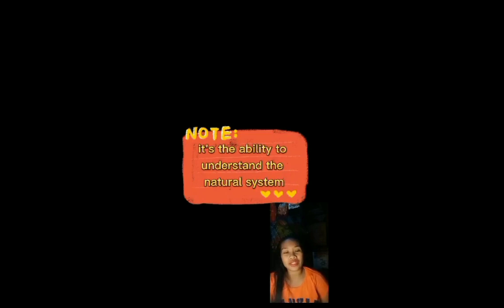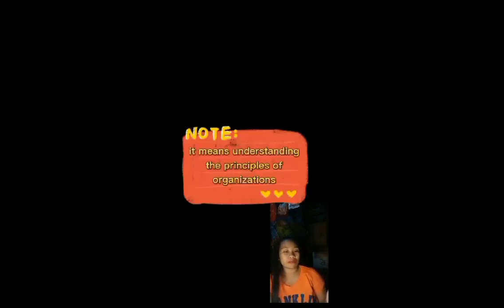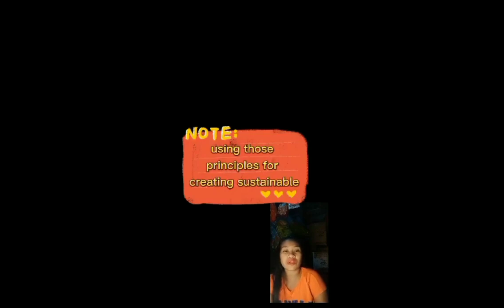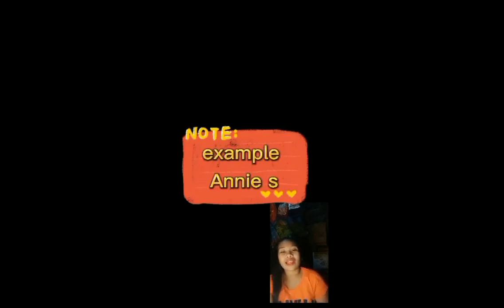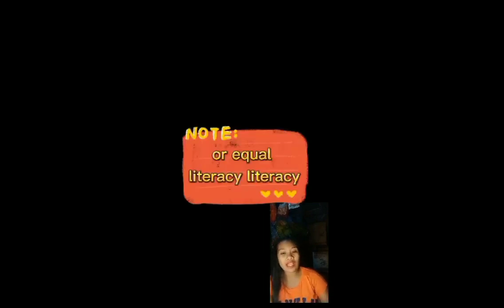Eco-literacy is the ability to understand the natural systems that make life on earth possible. To be eco-literate means understanding the principles of organization of ecological communities and using those principles for creating sustainable human communities. Examples are forests, grasslands, agricultural systems, lakes, streams, wetlands, and estuaries. Those are examples of ecological literacy or eco-literacy.